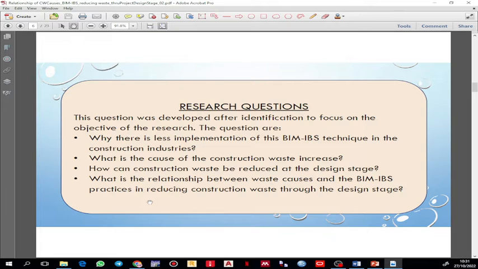My research questions. The questions are: why is there less implementation of this BIM IBS technique in the construction industry? Why is the cost of construction waste increasing? How can construction waste be reduced at the design stage? What is the relationship between waste costs and the BIM IBS practices in reducing construction waste through the design stage?